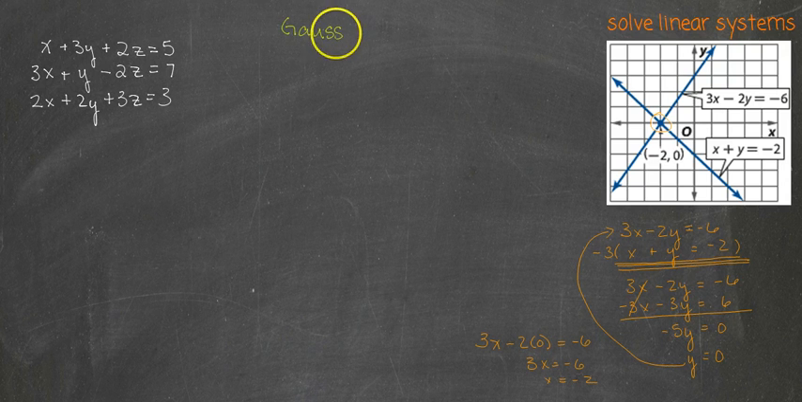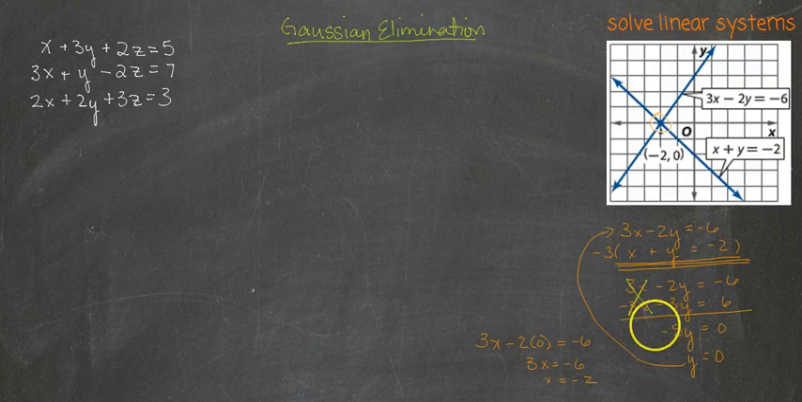Gaussian elimination. And in fact, you've done Gaussian elimination before, because when we eliminated this x variable from the first example, we were using elimination to do that, or we were using a method of Gaussian elimination. There are some rules.